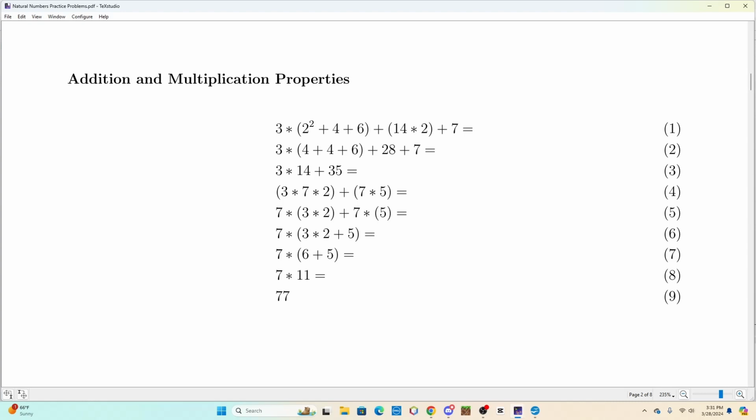Line 5 to line 6 uses the distributive property. This reduces the problem to arithmetically small numbers. 3 times 2 is 6, then 6 plus 5 is 11, then 7 times 11 is 77. Often, solving math problems and equations requires just being careful and being able to read your own writing as much as anything else.